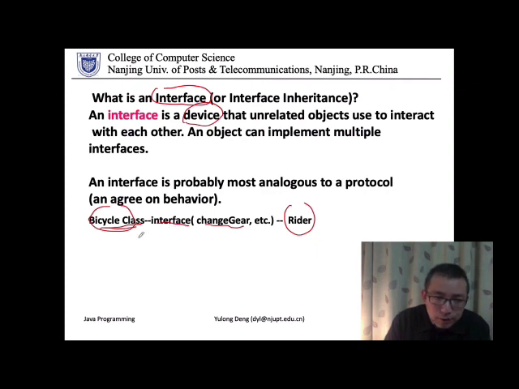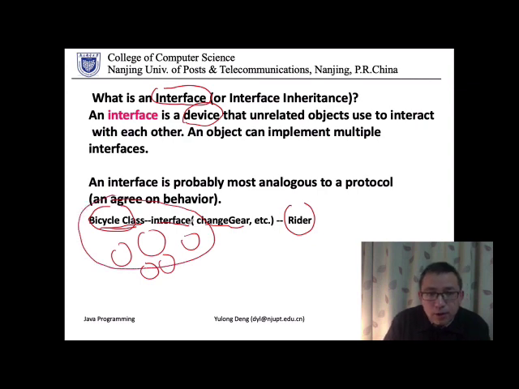So the other kind of class, although they're not a bicycle, can still implement the same interface as a bicycle. So these different objects become similar objects because they implement the same interface. I will give an example for it.